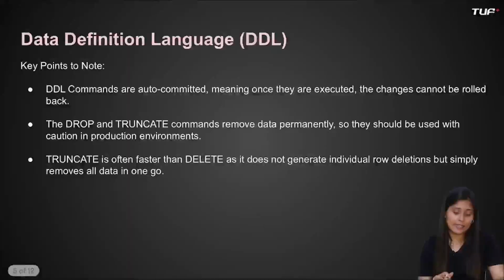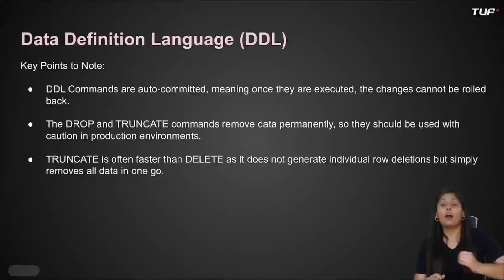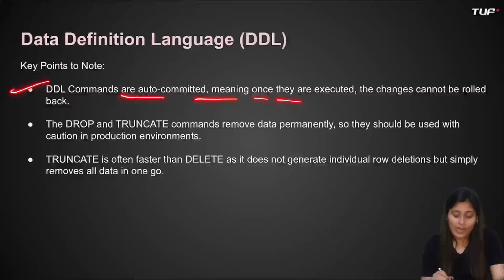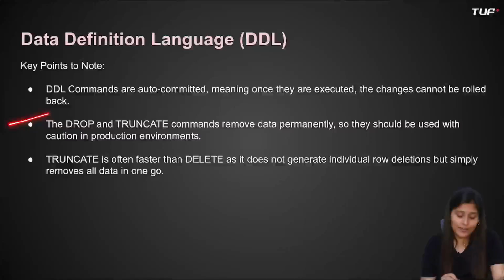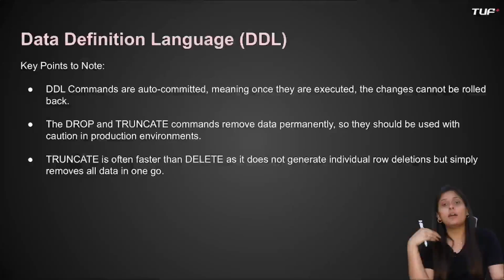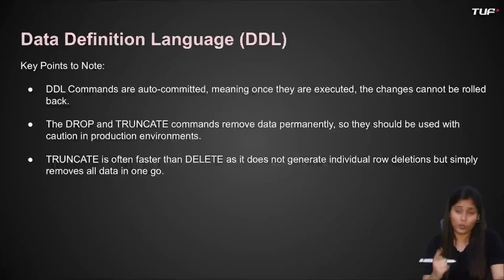So basically in DDL we are only playing with the structure of the table, right? Not inside the data. DDL commands are auto-committed, meaning once they are executed, the changes cannot be rolled back. The drop and truncate commands which we have seen, right? These remove the data permanently. Drop, along with the data records, removes the whole structure of the table, but truncate only deletes all the rows at once. So this should be used with caution, especially in production environments.